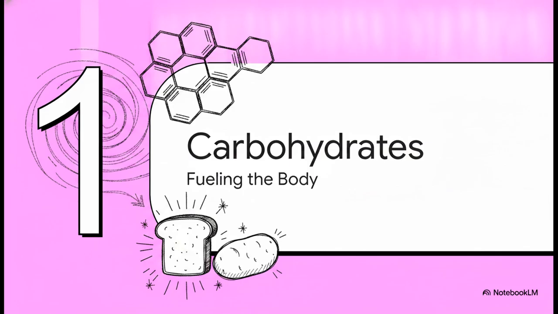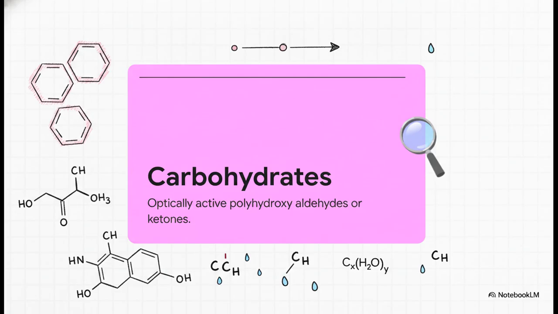Whenever you grab a slice of bread or some potatoes, you're basically consuming these essential little fuel packets. Now, our understanding of these molecules has actually evolved quite a bit. Historically, scientists thought they were strictly hydrates of carbon. And hey, things like glucose fit that general formula perfectly. But then, exceptions like acetic acid totally broke that rule. So today, chemists are a bit more precise.